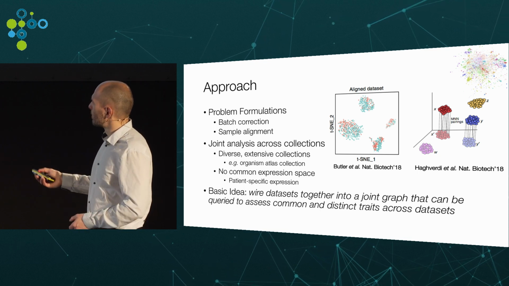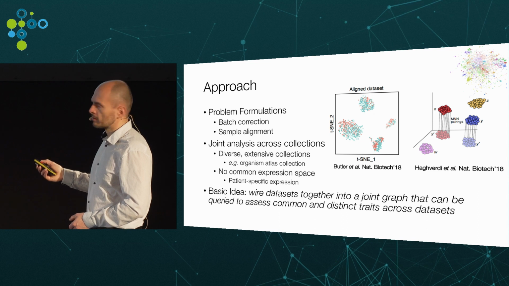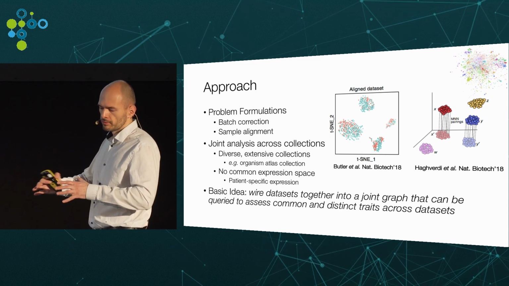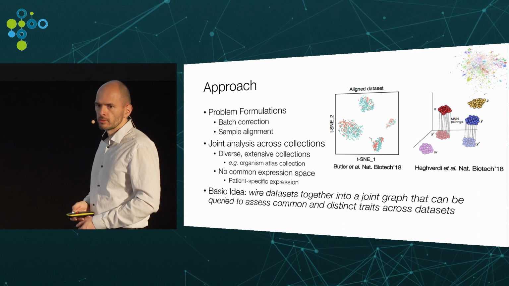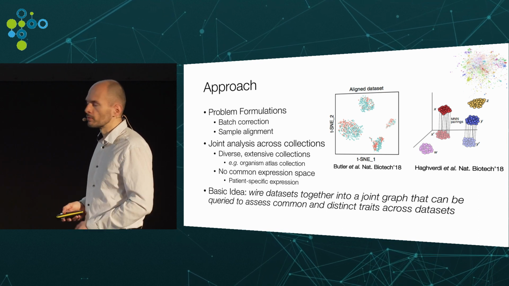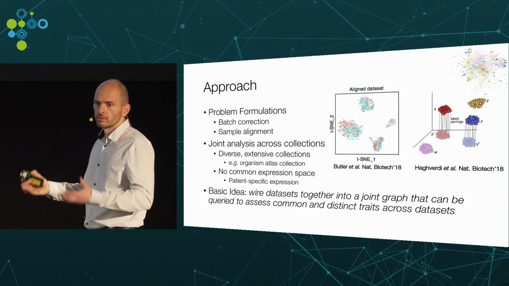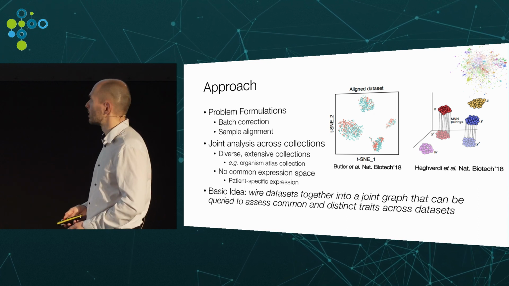So in our approach, we basically try to avoid this notion of a common expression space and simply have a flexible mapping between data sets and between subsets of cells that could be used for follow-up analysis. The basic idea is to wire the data sets together into a joint graph that will actually include all of the cells.